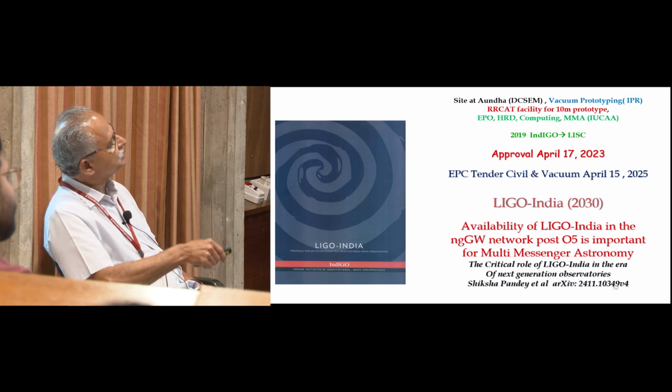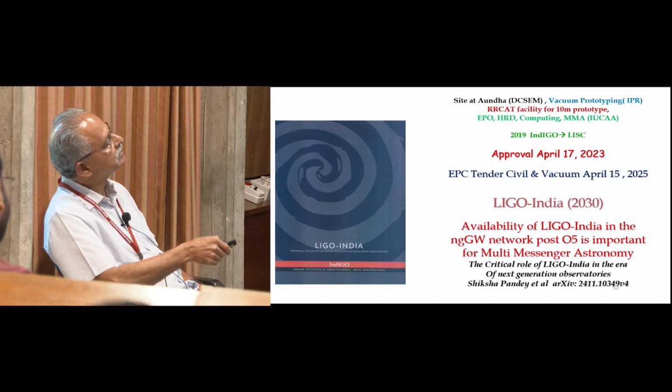And what is the status of LIGO India during this? The LIGO India project has found a site in a place in Maharashtra called Aundh. This site has been completely obtained.